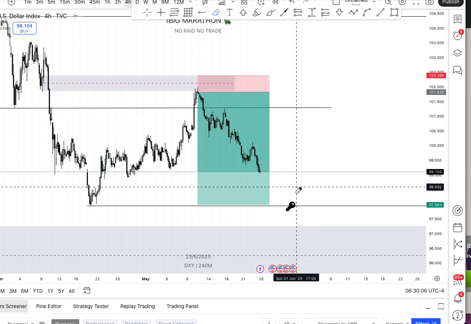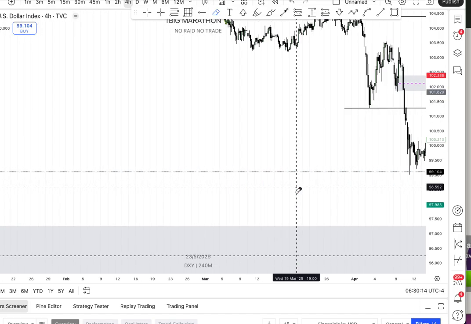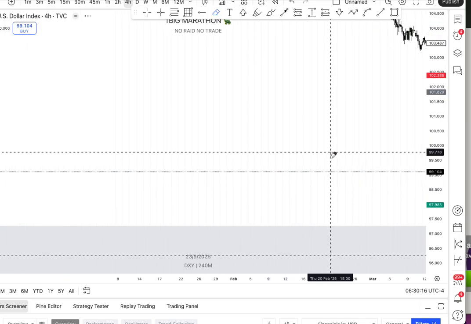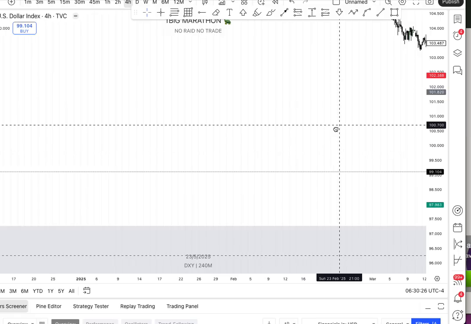Your only job as a trader is just to react to what price gives you. You have nothing to be predicting moves in the market because you are not in control of this market.